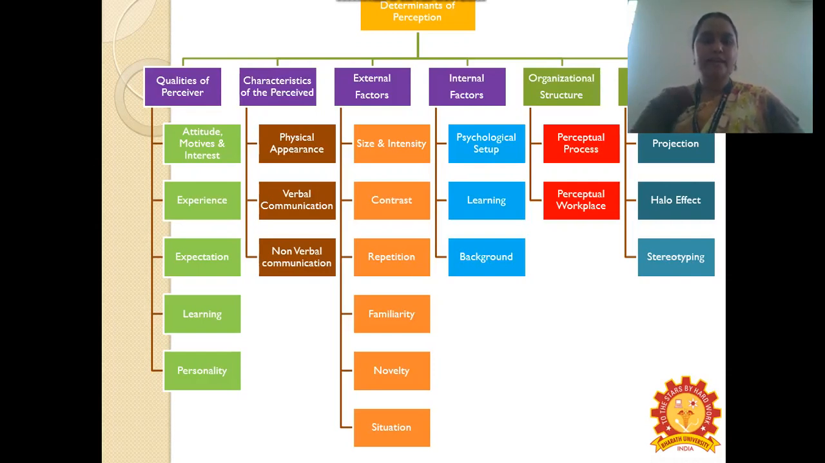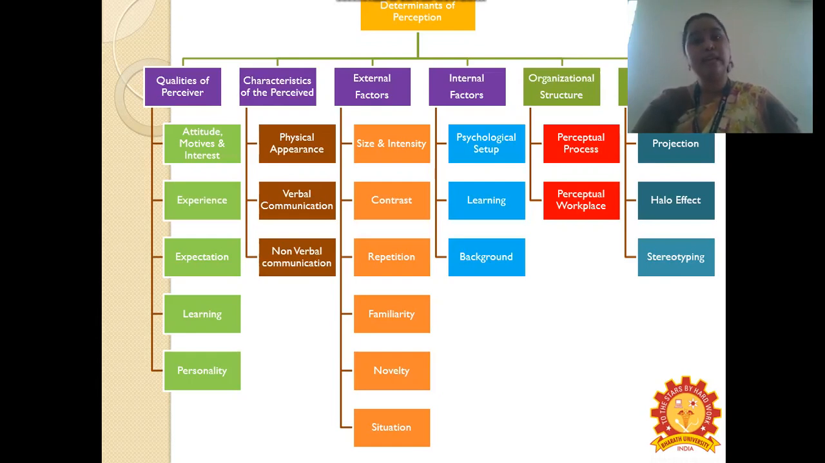The first point is attitude, motives and interest. The attitude of the perceiver will obviously influence perception. Let us take an example. If a student has a negative perception of the teacher, then he may not take the teacher's advice or suggestions seriously. He will try to avoid face-to-face interactions with the teacher of whom he has a negative perception. Similarly, let us take an employee's example.